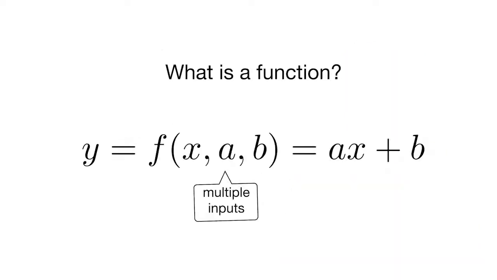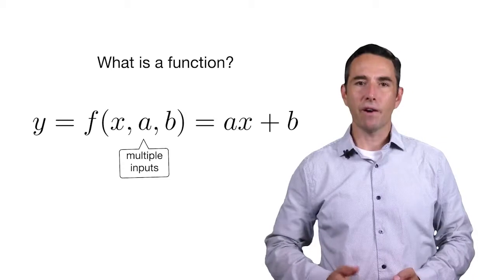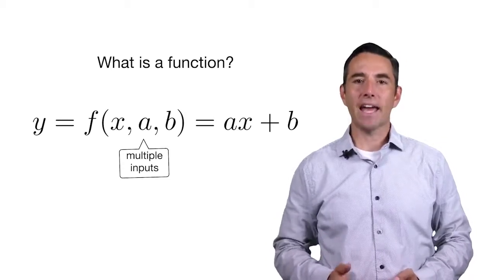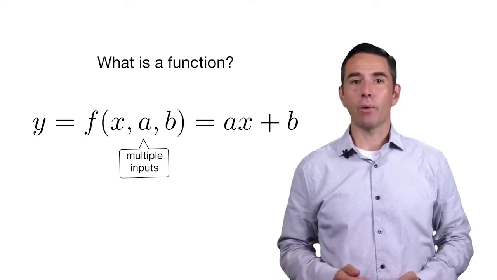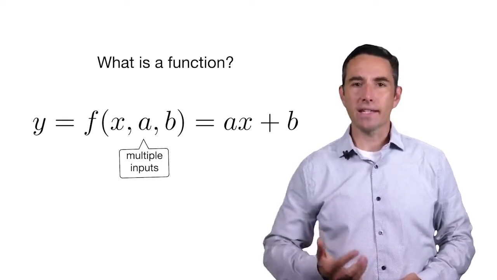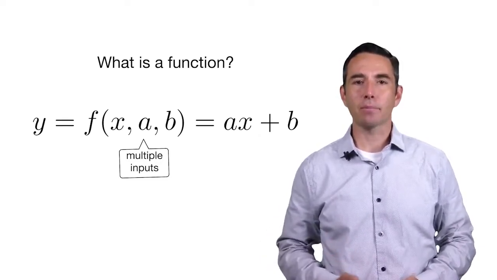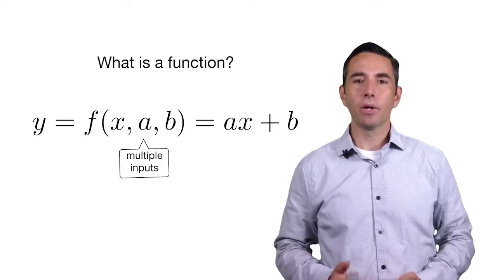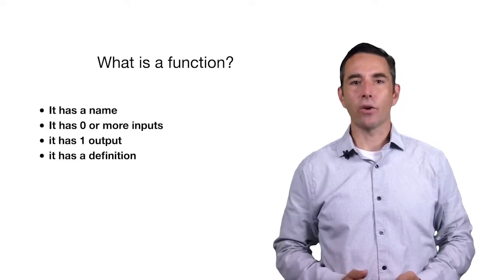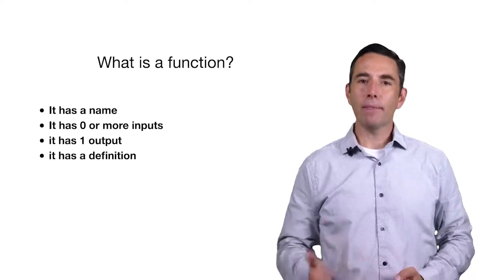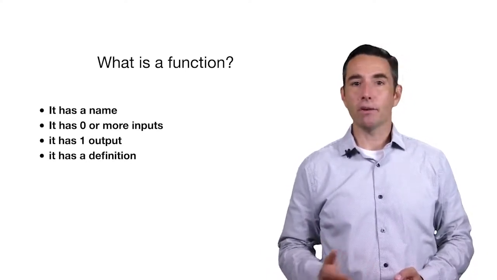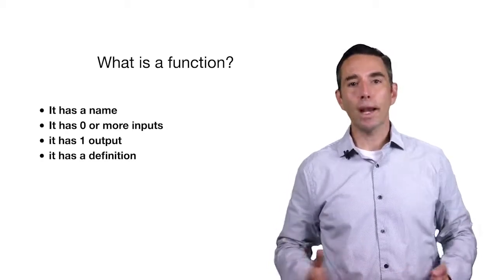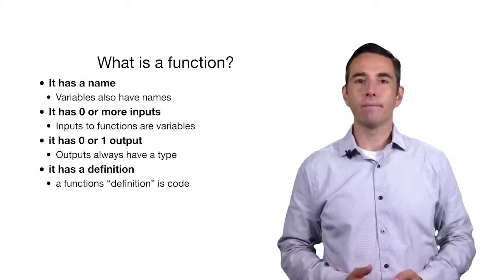It's also possible for functions to have more than one input variable. For example, this function has 3 input variables, x, a, and b. And the definition of the function includes all of those variables in order to produce y. In this case, it's the equation of a line, a times x plus b. Those multiple inputs are necessary in order to compute the output. So in a mathematical sense, we know that a function has some properties. It has a name, it has 0 or more inputs, it has 1 output, and it has a definition.